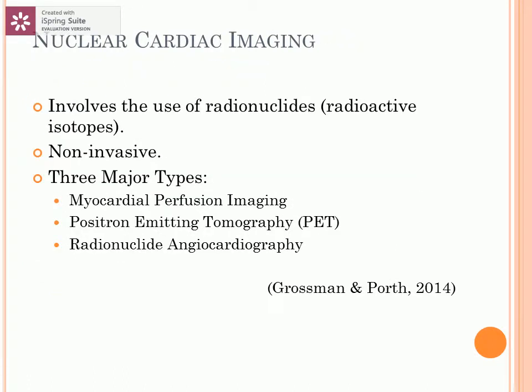So next we have nuclear cardiac imaging. It involves the use of radionuclides, or radioactive isotopes. It's non-invasive, and there are three major types. So we have myocardial perfusion imaging. It's used to visualise the regional distribution of blood flow within the heart.